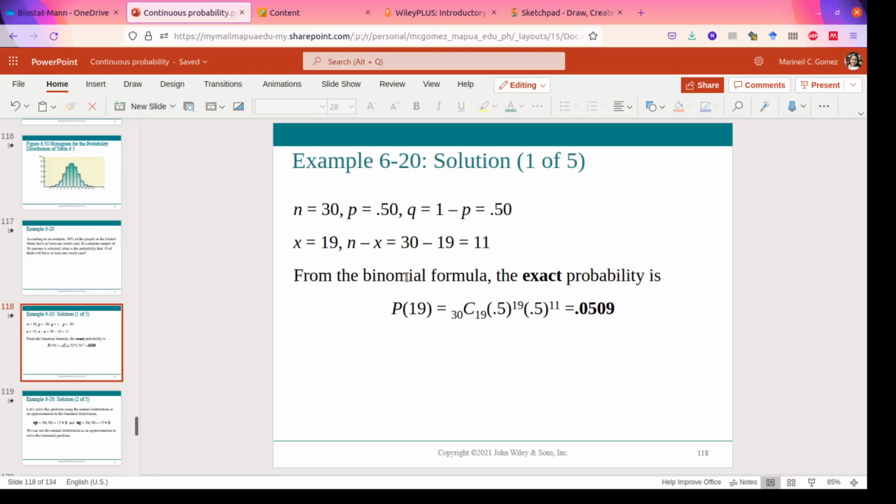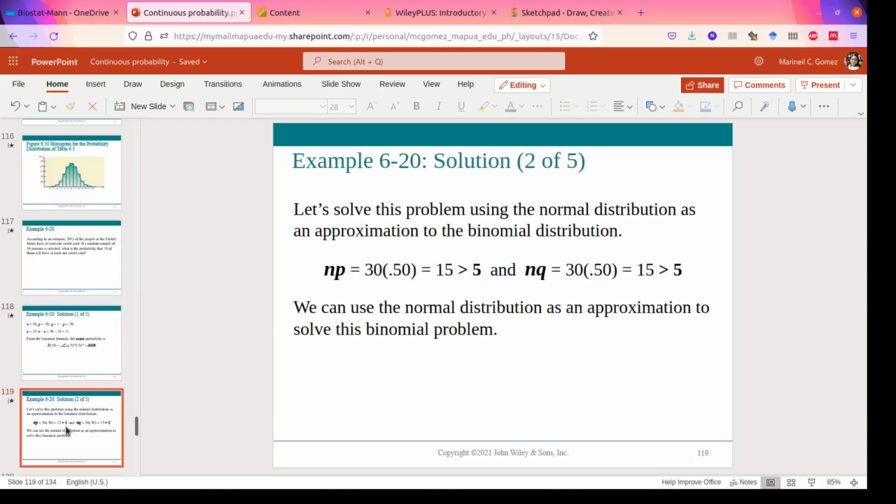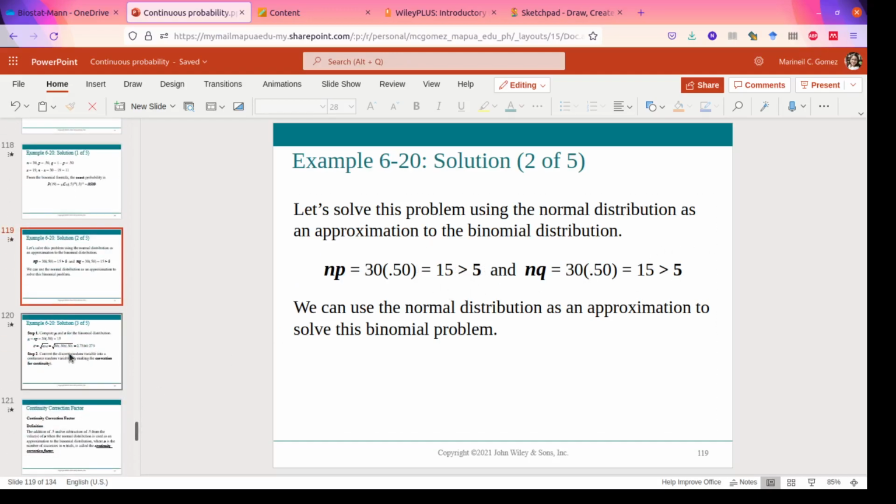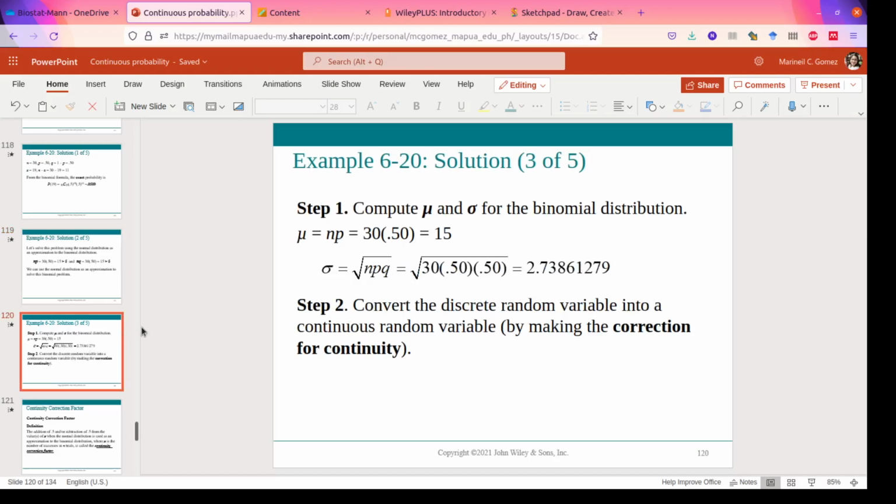We only apply the normal distribution or standard normal distribution curve as an alternative way when we do not know certain variables for our experiment. So this is the alternative way. Using your standard normal distribution, the NP and NQ requirement is 15, so it satisfies the greater than 5 requirement.